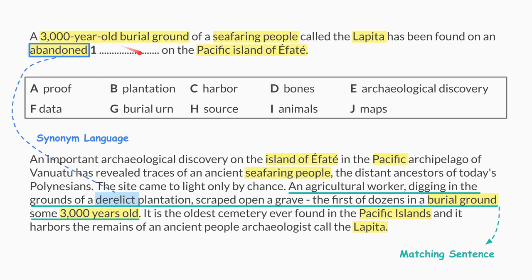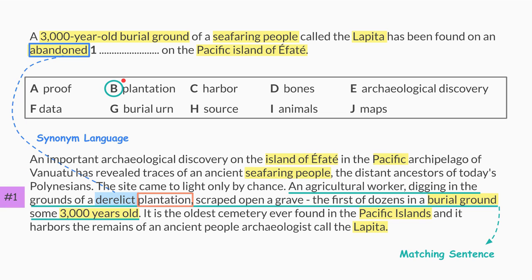So abandoned what on the Pacific Island? Abandoned what? Abandoned plantation. That is the correct answer. So what do you think is the correct answer? Abandoned what? Abandoned plantation. So plantation is the correct answer. So we're going to now mark that answer. The correct answer is B.